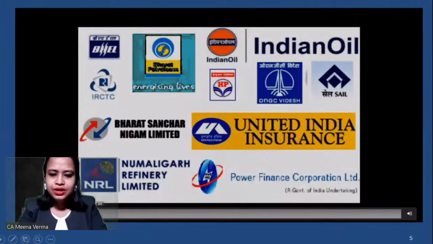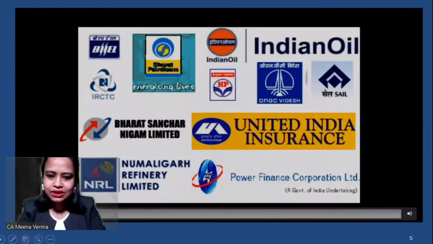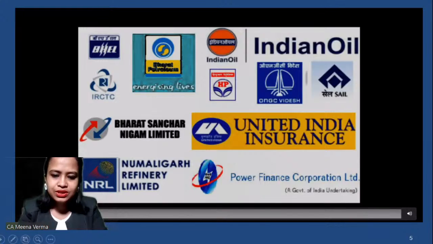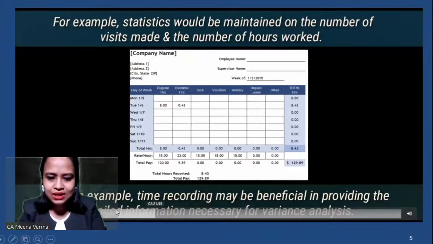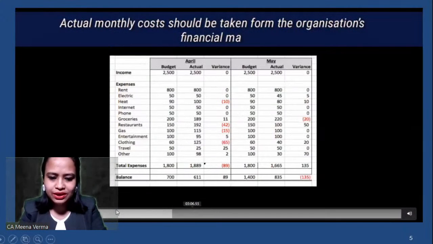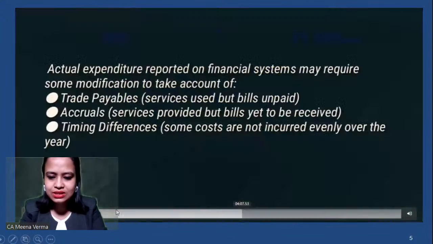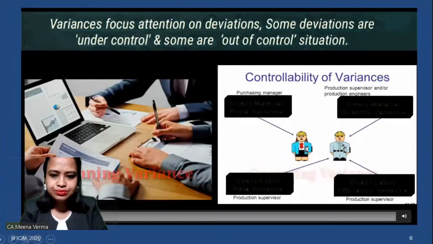Okay. Now, in case of public sector, like Indian Oil, ONGC, Bharat Petroleum, these are all examples of public sector. So you can apply this variance analysis there also. You know that in case of public sector, they have huge cost, right, and obviously huge revenue also. They are big organizations. So you can use this variance analysis in public sector also.